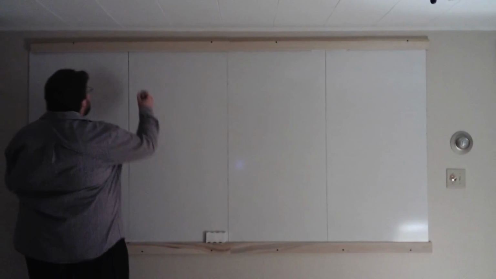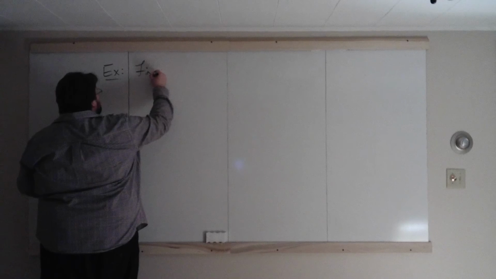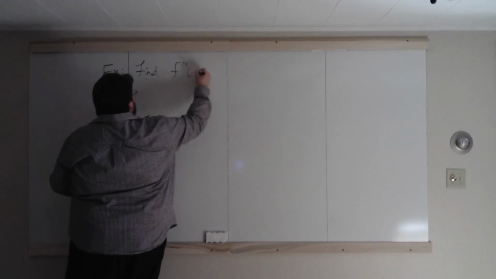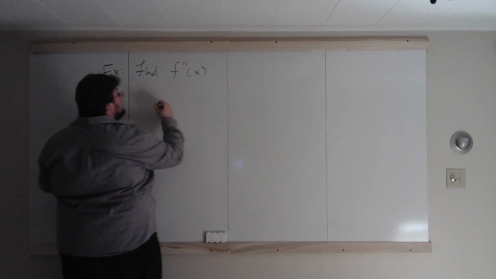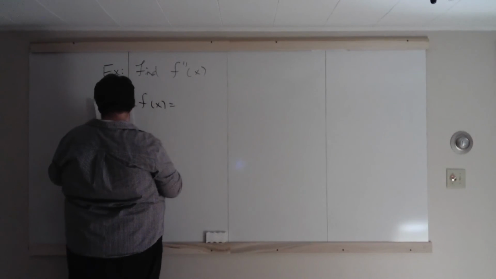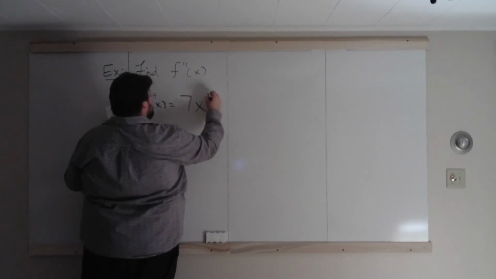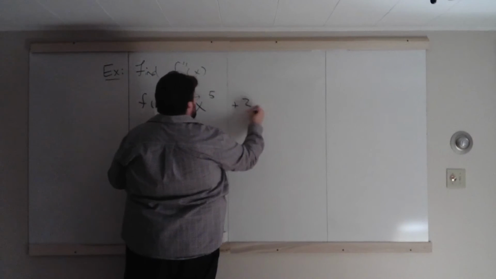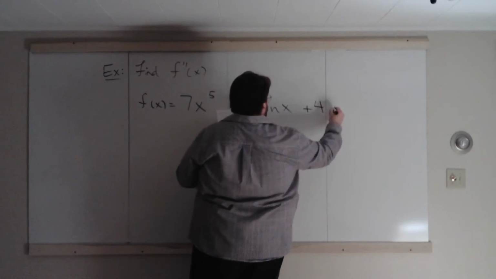Example. Find f prime prime of x, or f double prime of x, for this function. f of x equals 7x to the fifth plus 3 sine of x plus 4. Let's make it a negative sign.